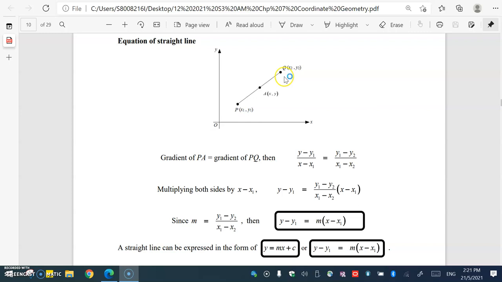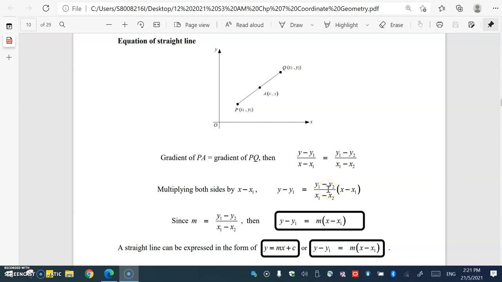Knowing that it is collinear, we know that the gradient of PA is equal to the gradient of PQ. And if I were to write down how to find gradient of PA, essentially it is y minus y1 over x minus x1. If I want to find the gradient of PQ, from the diagram, we know that it is y1 minus y2 over x1 minus x2. Let's do some manipulation. If I were to multiply both sides by x minus x1, when the gradient of PA is multiplied by x minus x1, we are left with y minus y1. For the right-hand side of the equation, if I multiply by x minus x1, this expression is what you will get.